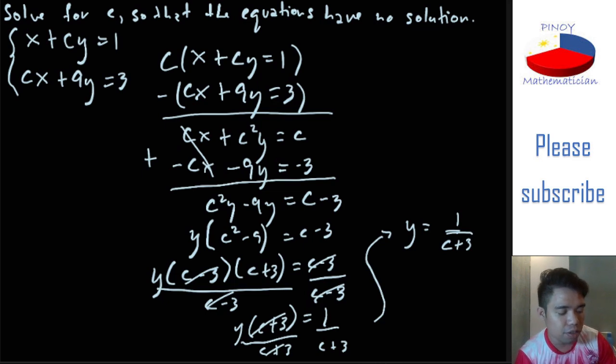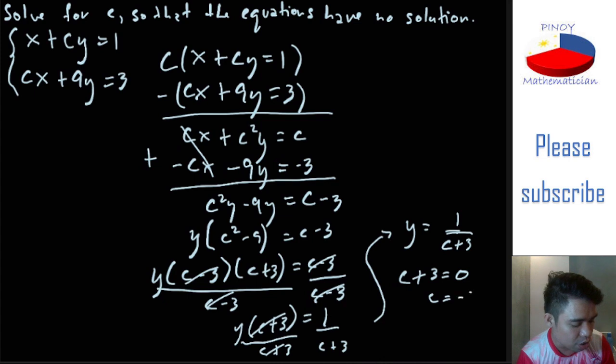It's undefined when the denominator is 0. So this c plus 3 at the bottom should be 0. So we're going to equate it with 0. c plus 3 equals 0, so c equals -3. And that's the answer.